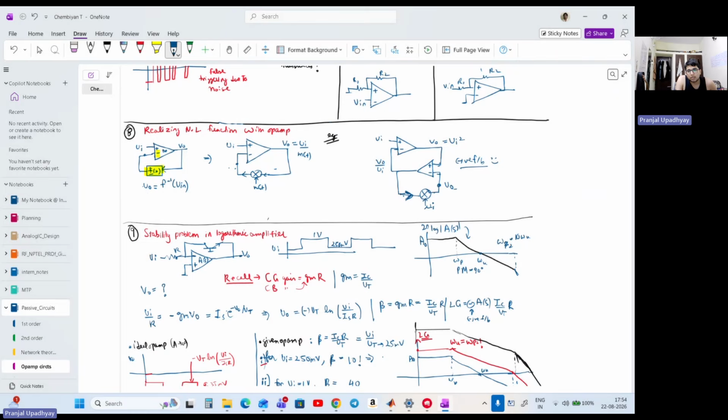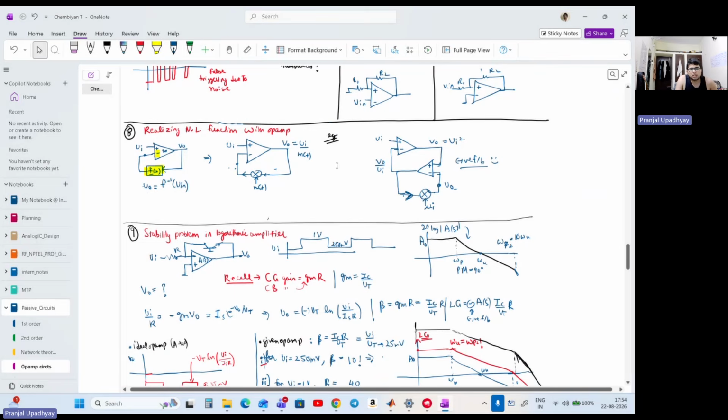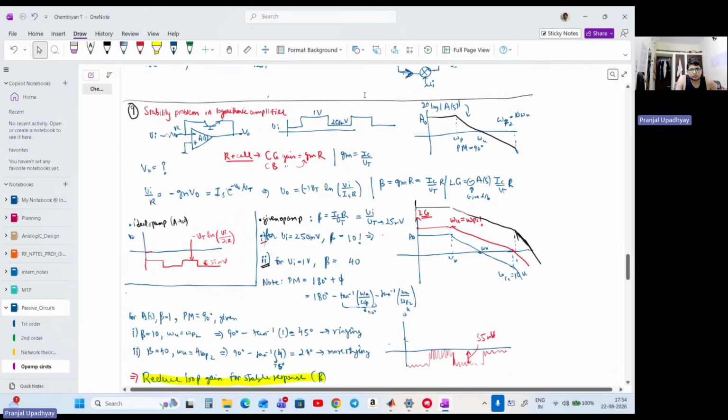which implies that what should be this node? This node will be Vi, as I have written over here. And since this op amp is also negative feedback, this implies that Vi equals V out by Vi, which translates to V out equals Vi square. Right. So this was a small thing that I wanted to discuss.